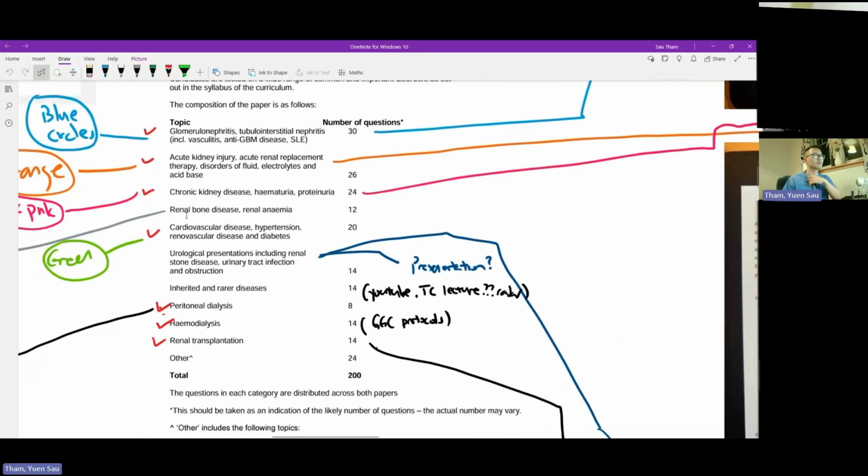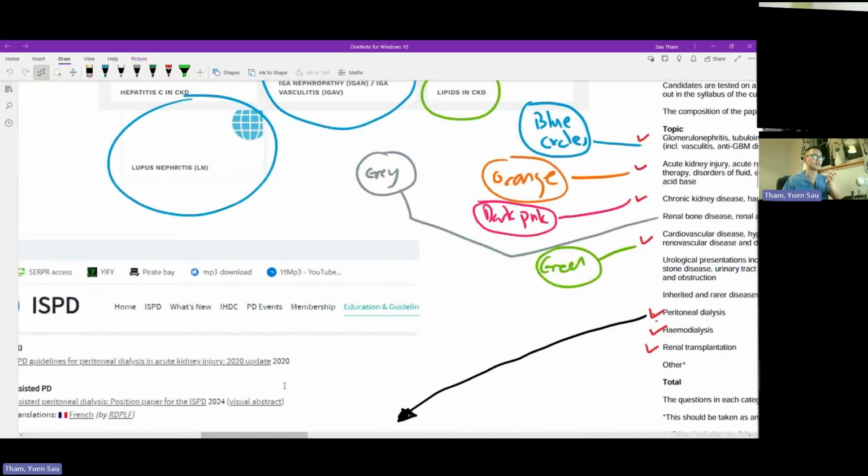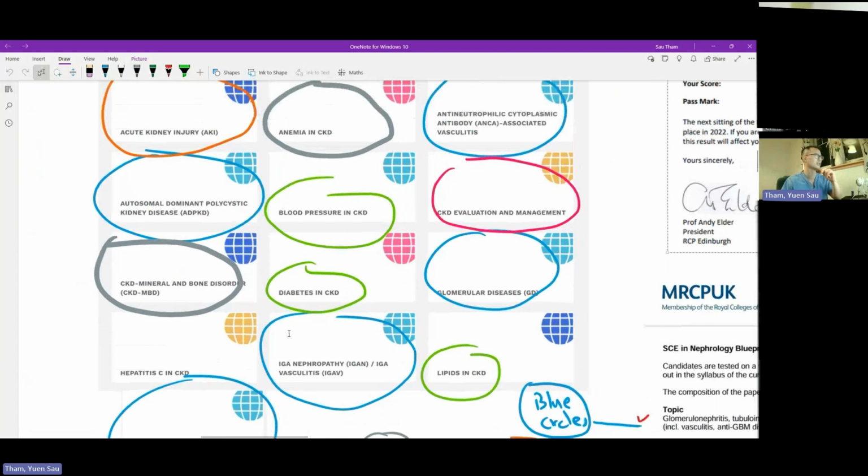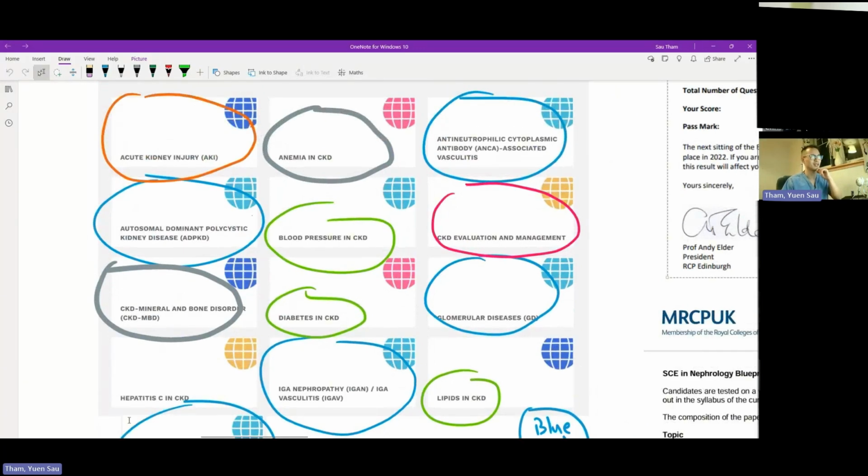Okay, so moving down, renal bone disease and renal anemia, again, KDIGO guidelines. So anemia in CKD, renal bone disease. You just need to read that. You'd be surprised, CKD renal bone disease, when I read it, there wasn't actually much in there that was that helpful. It's kind of a bit waffly. But anyway, it's one of those things that you have to read.